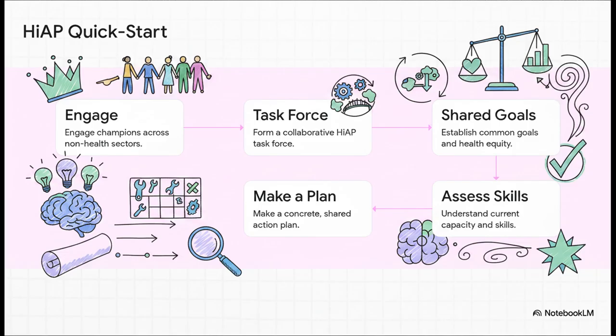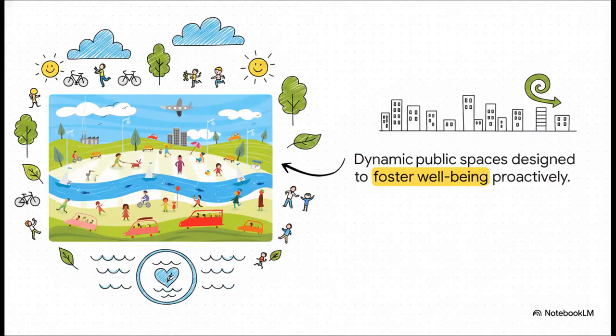You engage your champions, form a collaborative task force across different government sectors, get everyone on the exact same page about health equity, establish shared goals, understand your capacity, and finally, make a concrete plan. And the end goal? It's all about utilizing this framework to create dynamic, thriving neighborhoods that proactively manage population health. When we build communities like this, we're promoting daily wellness, which means way fewer people end up needing the incredibly expensive, highly consolidated acute care systems we analyzed earlier in this explainer.